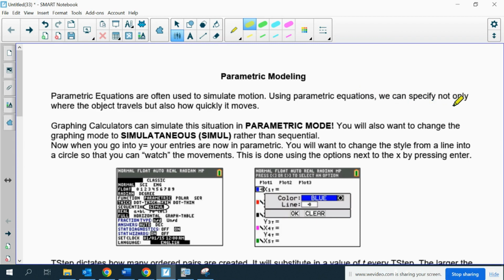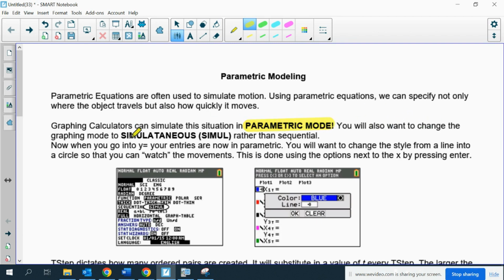Using parametric equations, we can specify not only where the object travels, but how quickly it moves, and that's something that we can use with regard to the parameter t. Graphing calculators can simulate this situation in parametric mode.